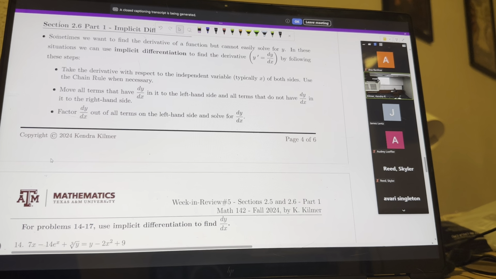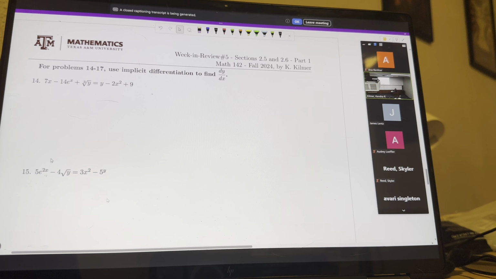So instead of reading through this, I'm just going to jump into a problem. If we look at 14, we have x's and y's on both sides of the equation. In all the problems today, we've had y on the left-hand side and a function of x on the right-hand side. When we are dealing with something like this, we can use implicit differentiation, which just means we're going to take the derivative with respect to the independent variable, which typically is x. We're going to take the derivative with respect to x of both sides of the equation.